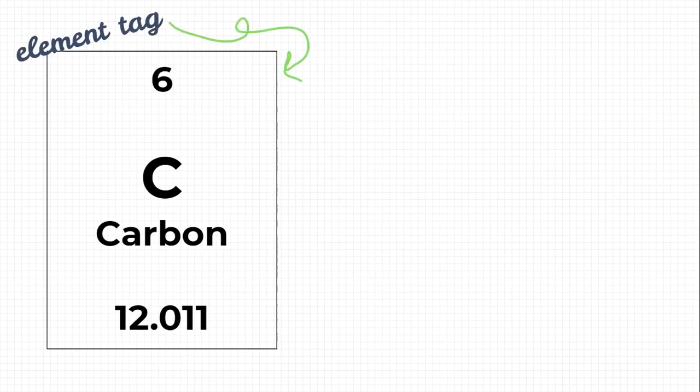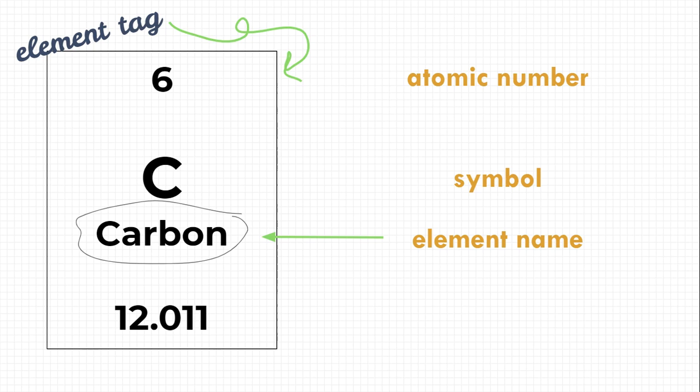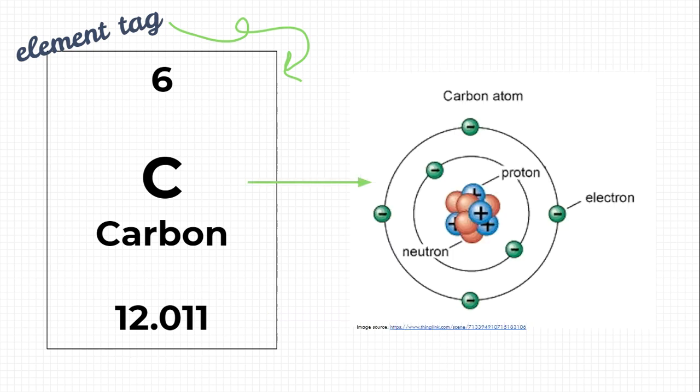So first, let's review what we know about element tags from the periodic table. The whole number at the top is the atomic number. That's how we identify the element. The symbol is the one or two letters that identify the element. Remember, it always starts with a capital letter. If it has a second letter, it's a lowercase letter. This is the element name, and this is the atomic mass. The atomic mass for the atom always has a decimal.